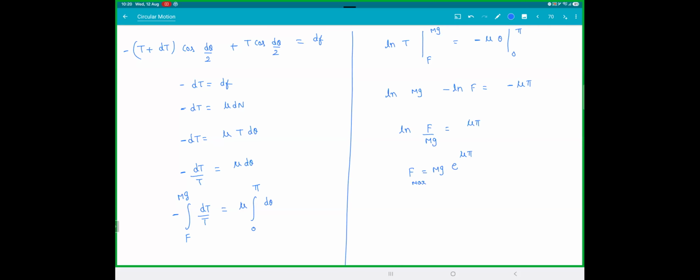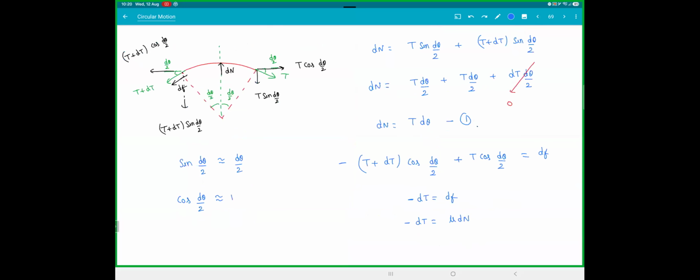It actually depends on exponential. If I take the friction in the reverse direction, for F minimum, dF is opposite. So you'll get F minimum will be mg into e power minus mu pi. So the answer will lie between mg e power minus mu pi and mg e power plus mu pi. So basically this was the main catch there.